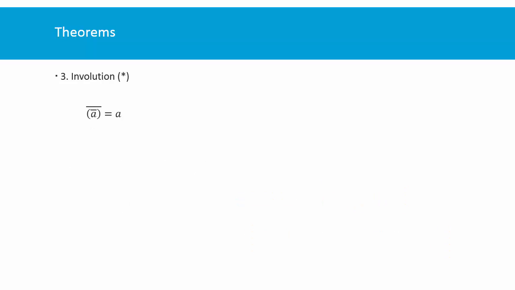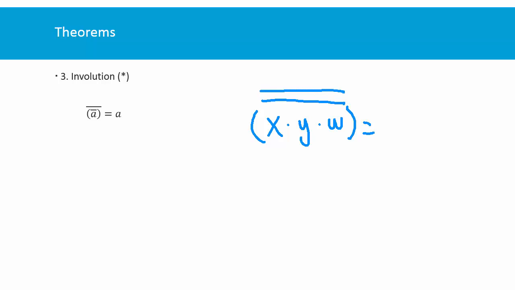Another theorem is the involution. It's related to the inversion, to the existence of the inversion. So if you have any expression, it doesn't matter what type of expression, and you invert this whole operation, and then you invert it again, then it's actually as if you hadn't done anything.